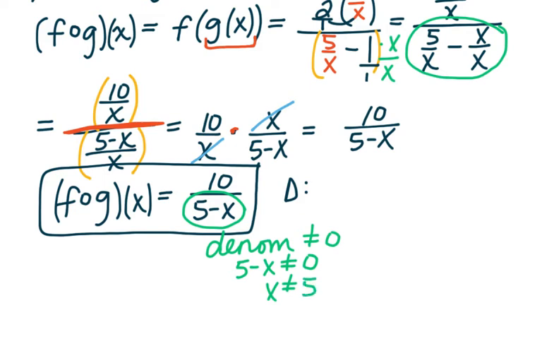If x were to equal 5, we would have 0 in the denominator. So that's going to be the first value that is a restriction, a value we cannot have in our domain. So we write x such that x cannot equal 5.